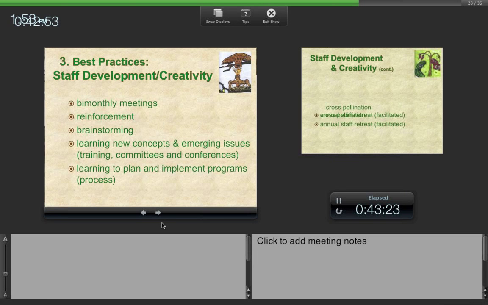Learning new concepts and emerging issues. We keep our organization on the pulse of the community and kind of take our marching orders from the community, whether it be recycling, commemorative tree parks, children's memorial parks, forestry. We have a major urban forestry program with our two utilities here. We have contracts with both utilities, one since 1993 and one since 2010. We also look at training for our staff, committee participation, and conferences, and learning to plan and implement programs.